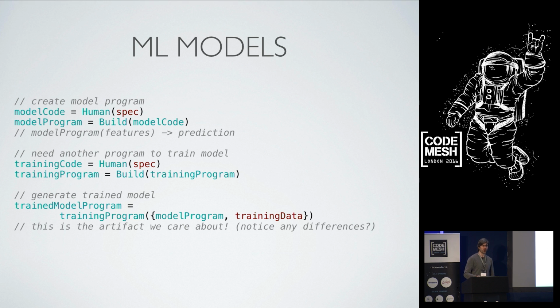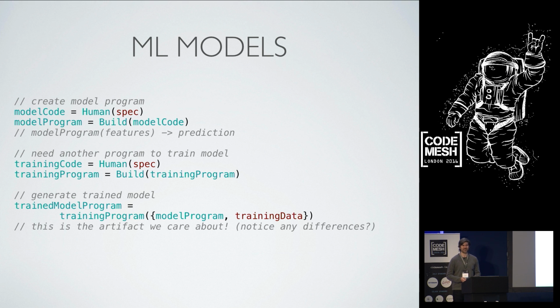So we write the training code, we build the training program, and then the thing that creates the artifact that we actually want, which is the trained model. The training program consumes the model program together with a new artifact, which is the training data, right? So this is the artifact that we want.